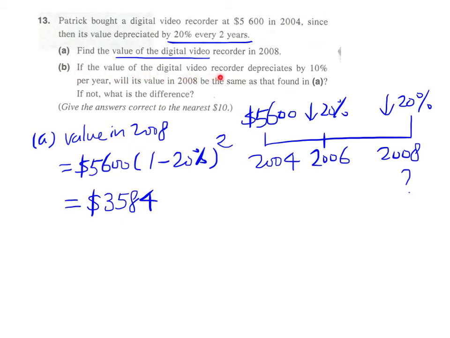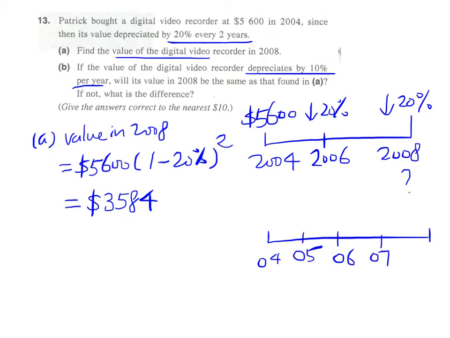And in part B, the question changed a little bit. And if the value of the recorder depreciates by 10% every year, then the story will be different. And if we again draw the timeline, there will be a total of how many times? 1, 2, 3, 4 times of depreciation from the year 2004 to 2008.